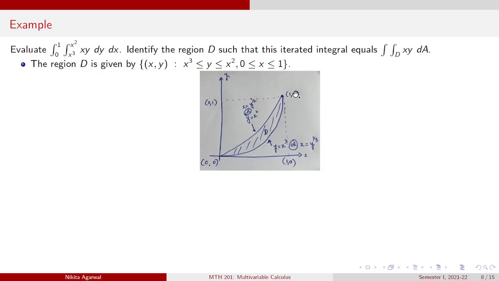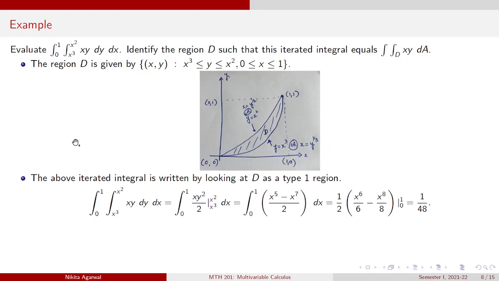This shaded region is D region. So the bottom curve is y equal to x cube and the top curve is y equal to x square, and y lies between these two curves for a fixed value of x. So this is my shaded region. Now y equal to x cube can also be written as x equal to y to the 1/3 and y equal to x square can also be written as x equal to y to the half, right?